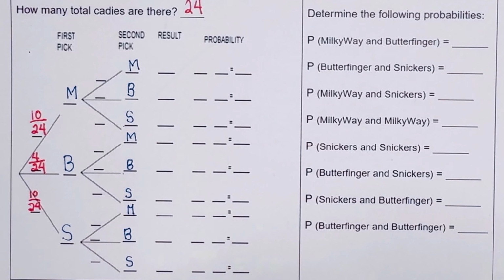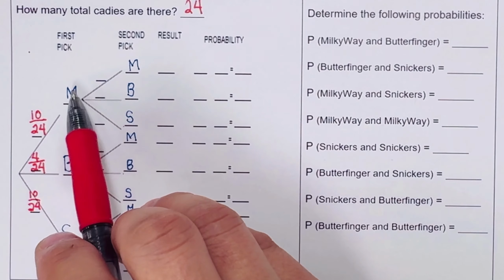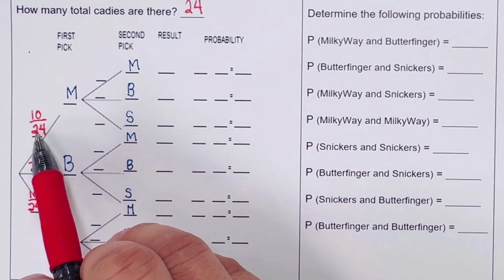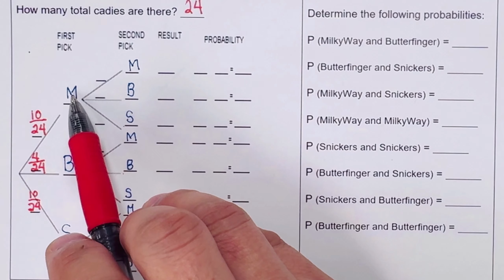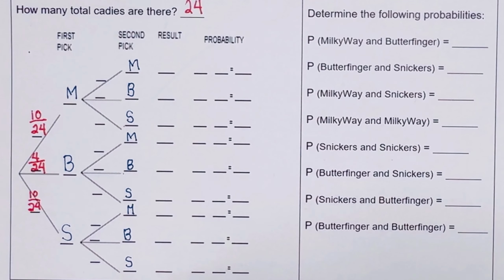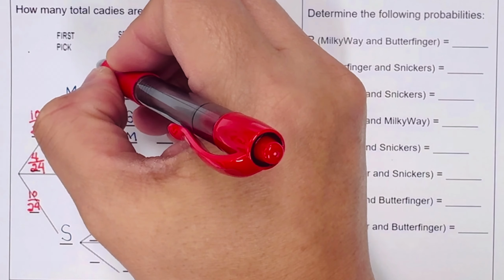Okay, so what's going on here is that there are 10 Milky Way out of 24 total candy. And then the kid picks Milky Way. Then whoever was in charge of the box would replace it with another Milky Way. So on the second pick, what would be the probability of getting another Milky Way? It's still going to be 10 out of 24.